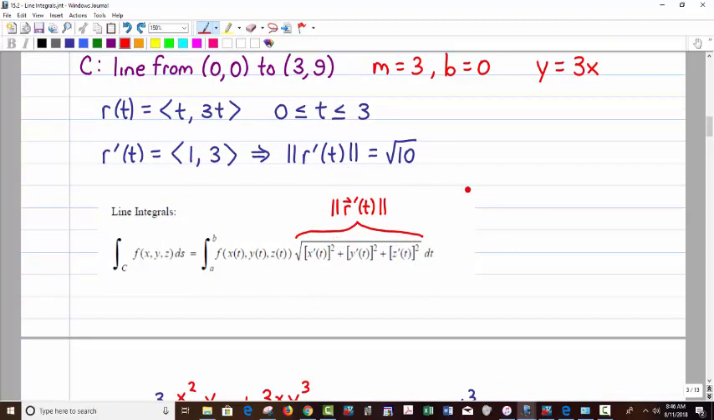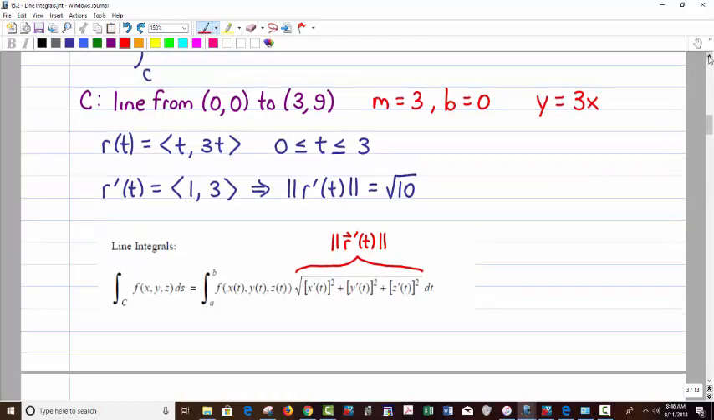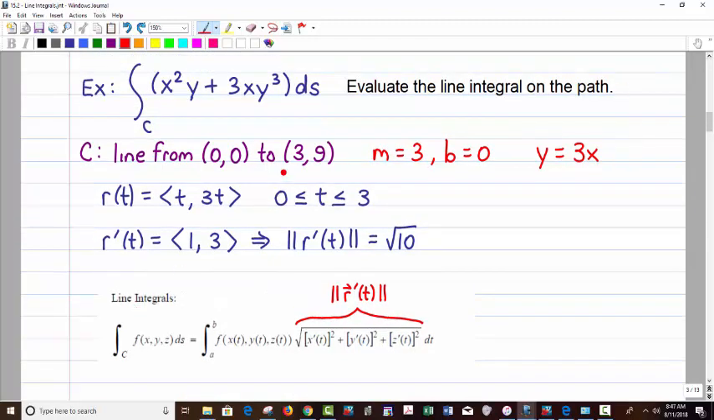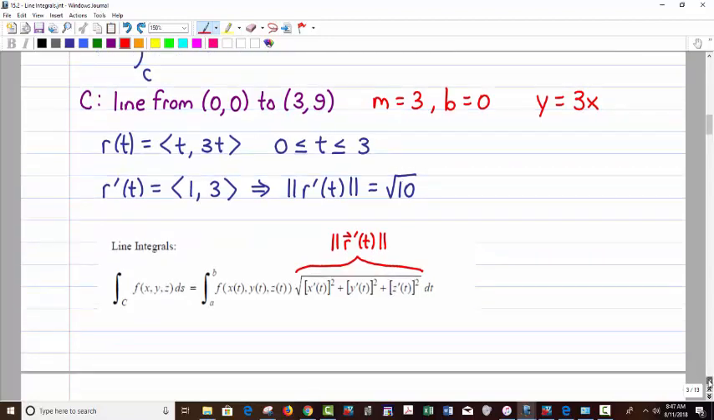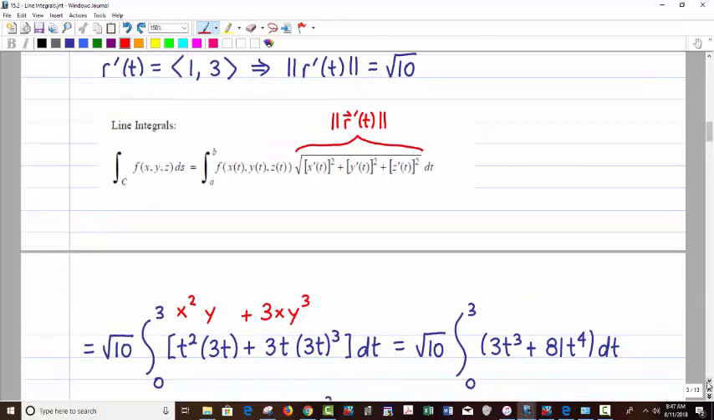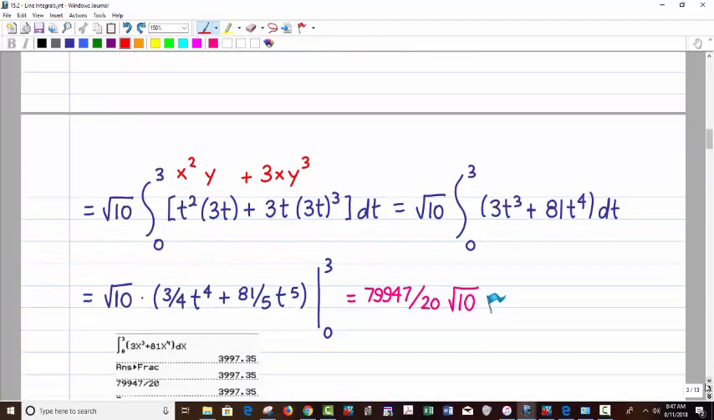Now we have to substitute. I'll scroll up here for a second. Because x is t and y is 3t, everywhere up here I see an x, I'll put in t. Everywhere I see a y, I will put in 3t. Because see, we're reducing this down to one variable. That's why these are just single integrals. And you see it, so there's that square root of 10 from the magnitude I just pulled out, 0 to 3.